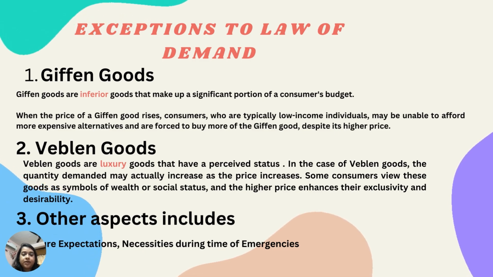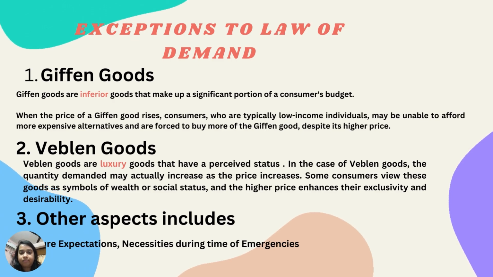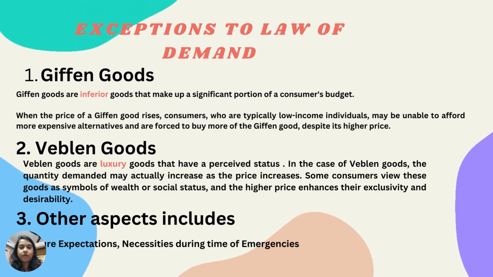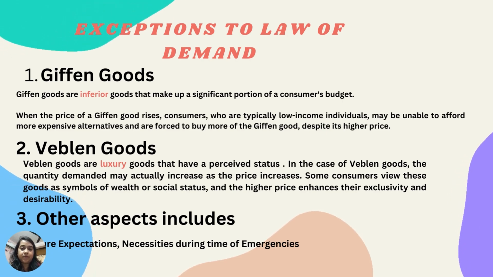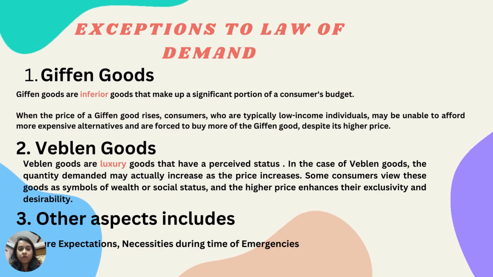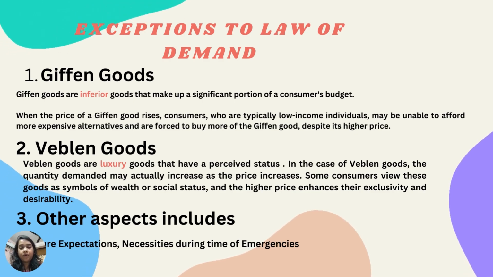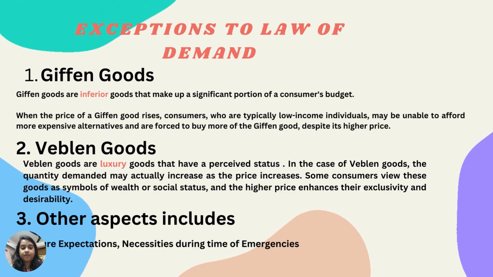Veblen goods are basically luxury commodities. A lot of people try to flaunt luxury items to show their status. Similarly, such people try to purchase more luxury goods to show their social status. As a result, demand for luxury goods increases even when their prices increase.